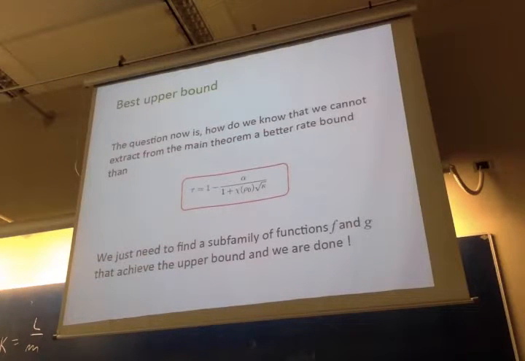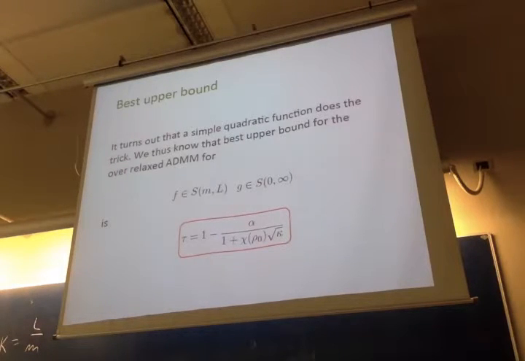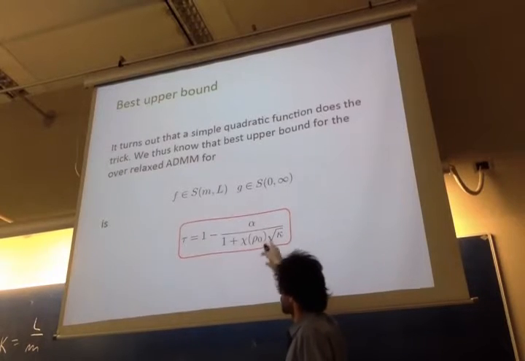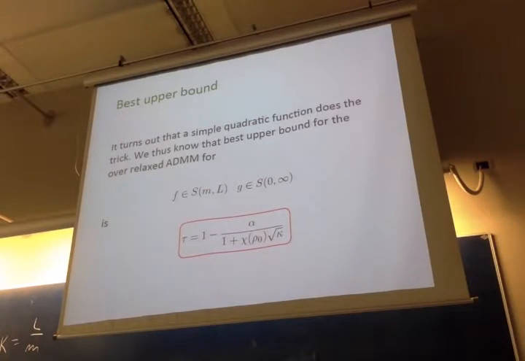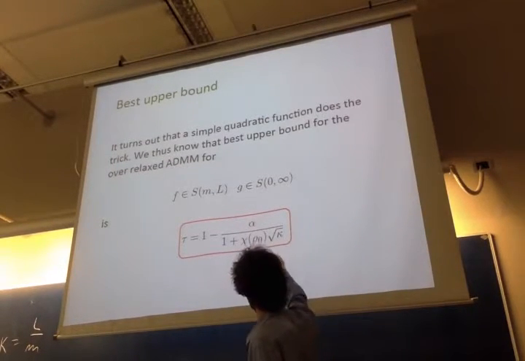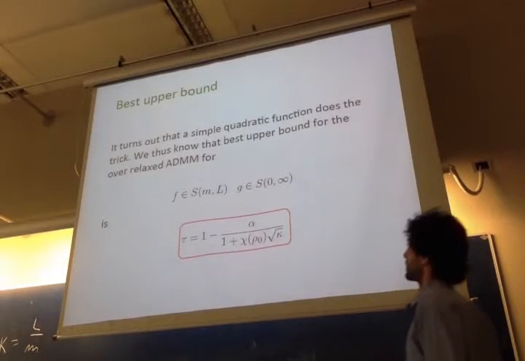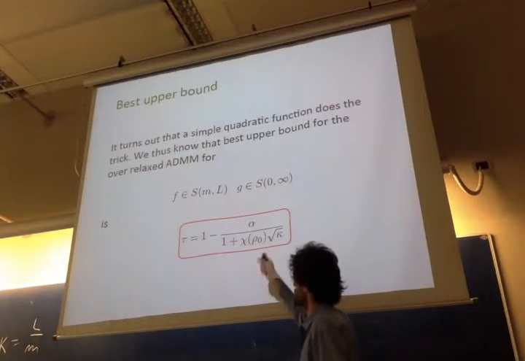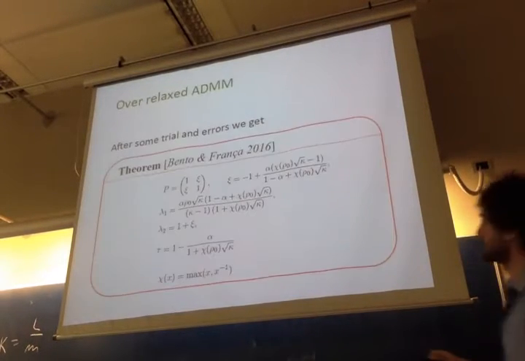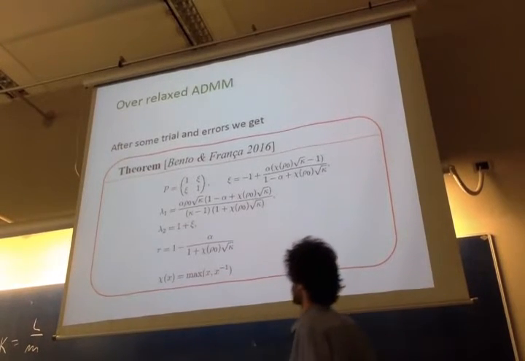So how do we determine whether this is the best or not? Well, we just need to find a subfamily of functions f and g, generic families parameterized by L and M, that achieve this upper bound, and then we're done. And in this particular case, it turns out that if you use a simple quadratic function, that's enough to actually match the upper bound. And so we know that the rate of over-relaxed ADMM for these strongly convex functions is given by this expression here. Okay, so it depends on this ratio of the curvatures, on alpha, which is the relaxation parameter, and then this rho 0, which is a function of the original rho of the algorithm. This is a function with a maximum of x.